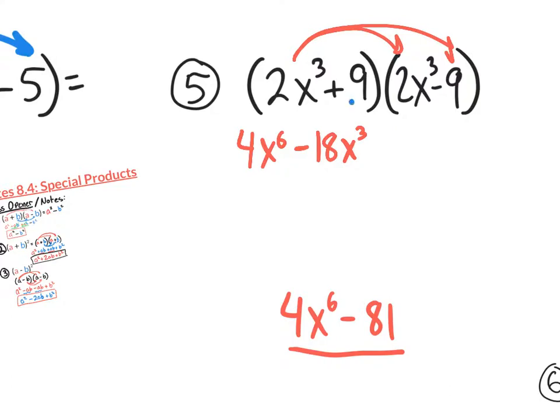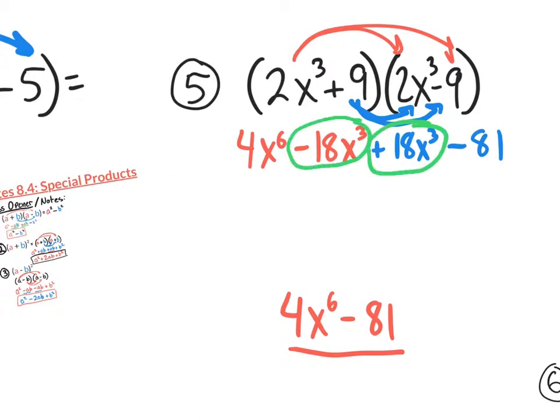And then positive 9 times positive 2x to the 3rd. What do I get? Positive 18x to the 3rd. And then positive 9 times negative 9, negative 81. Now, again, whenever you have a binomial times a binomial, but one's plus, one's minus, what happens to these middle terms right here? They cancel out. They disappear. So our final answer is 4x to the 6th minus 81.